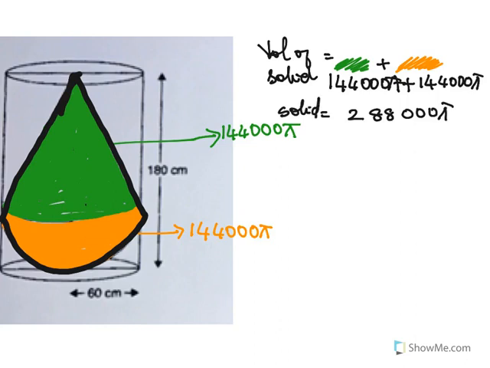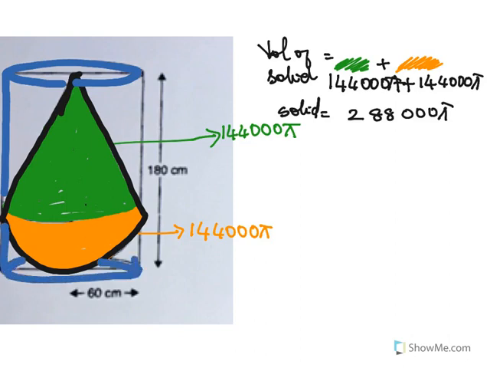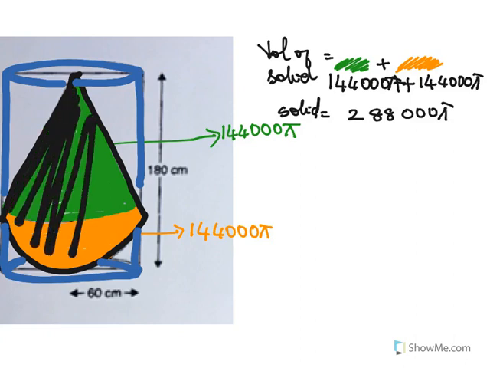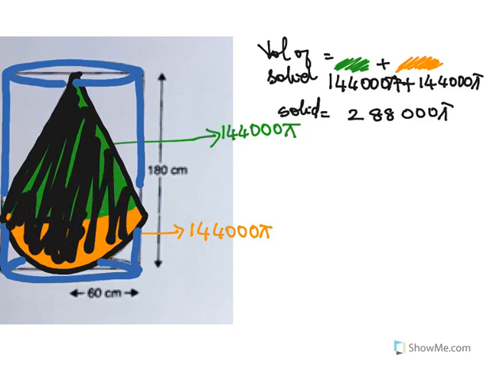We need to find the volume of the water left. So in our cylinder, this is the total volume of the cylinder. From the volume of the cylinder, we need to subtract this volume, remove this volume of the solid. And once we subtract the volume of the solid, what will be left is the volume of the water.